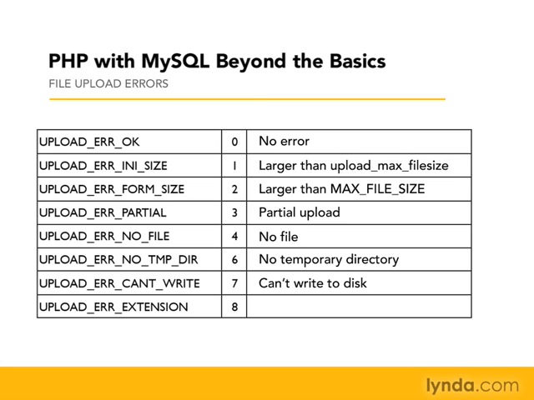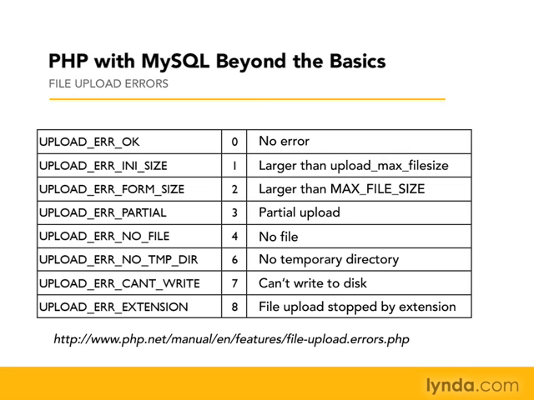And the last one's a little bit obscure, but it says that some kind of extension is stopping the file upload. So we would know to troubleshoot our extensions, which is something we haven't talked about yet. You can also always get a full list of these on the PHP website, and I've put the URL down there where you can look those up. But what I want to move on to show you now is how we can effectively handle the errors and give the user some nice messages back.